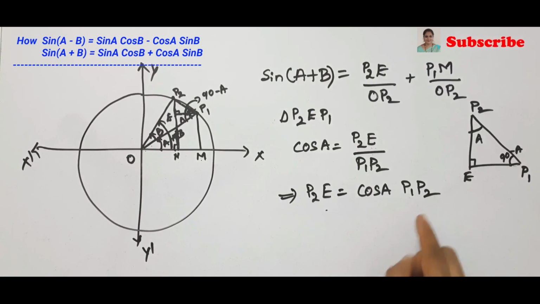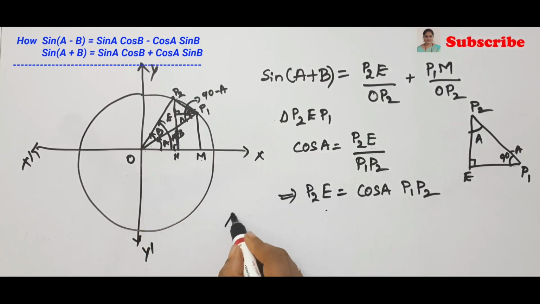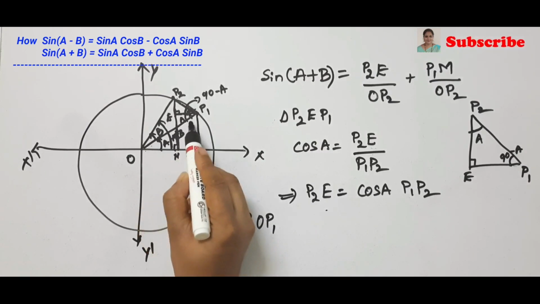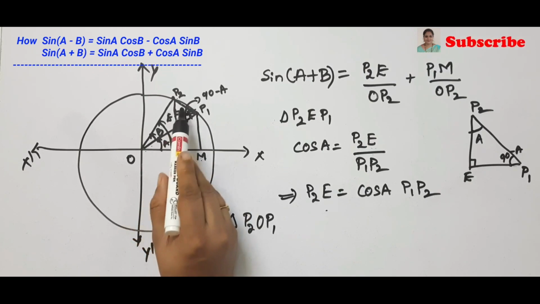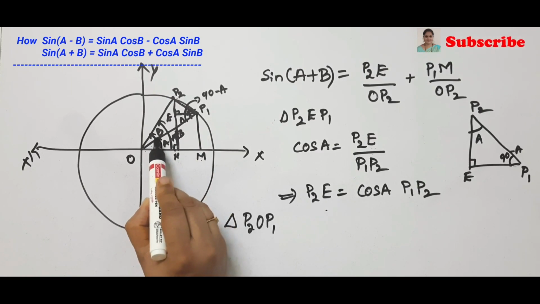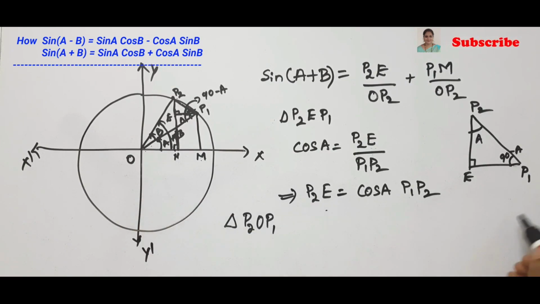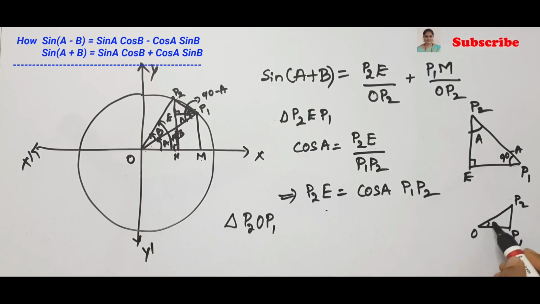To get this value P1P2, we have to use the triangle P2OP1. From the triangle P2OP1, by taking the sine of the angle we can get the relation between P1P2 and some other side, is it not? So let us calculate sine B at this angle. The triangle is P2, P1, and here it is O, so this angle is B. We are going to calculate sine B.